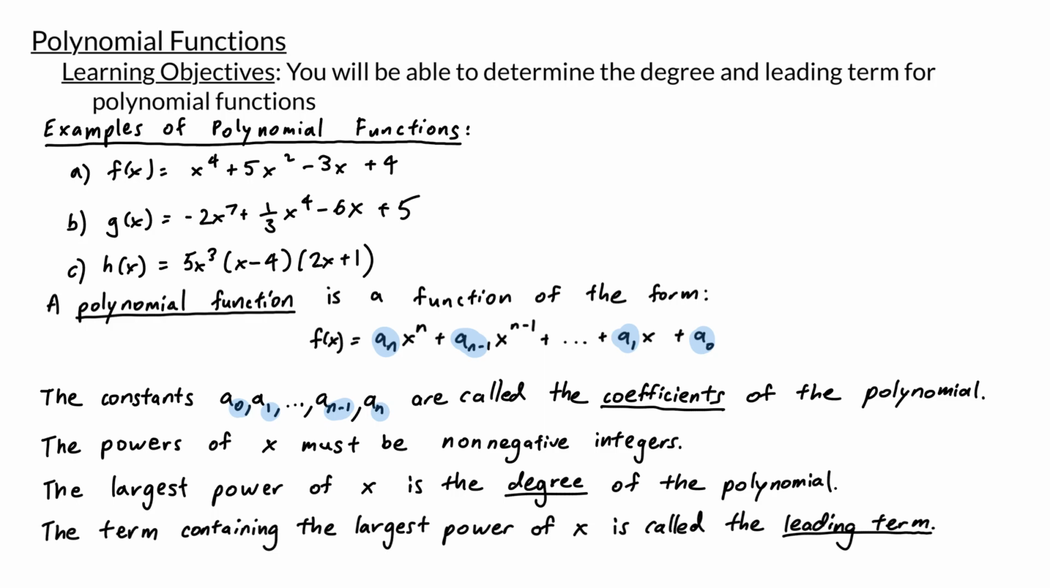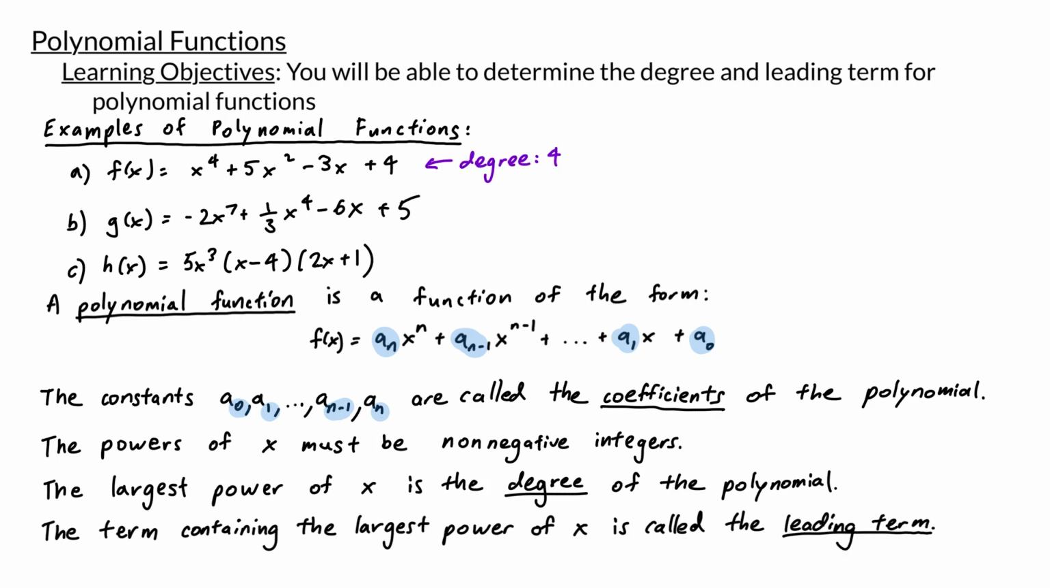Now, let's go back to our examples of polynomial functions that we had in the beginning and try to identify the degree of the polynomial function and also the leading term. In example A, we had f of x equals x to the fourth plus 5x squared minus 3x plus 4. The highest power of x that's present is 4, so the degree of the polynomial is 4.